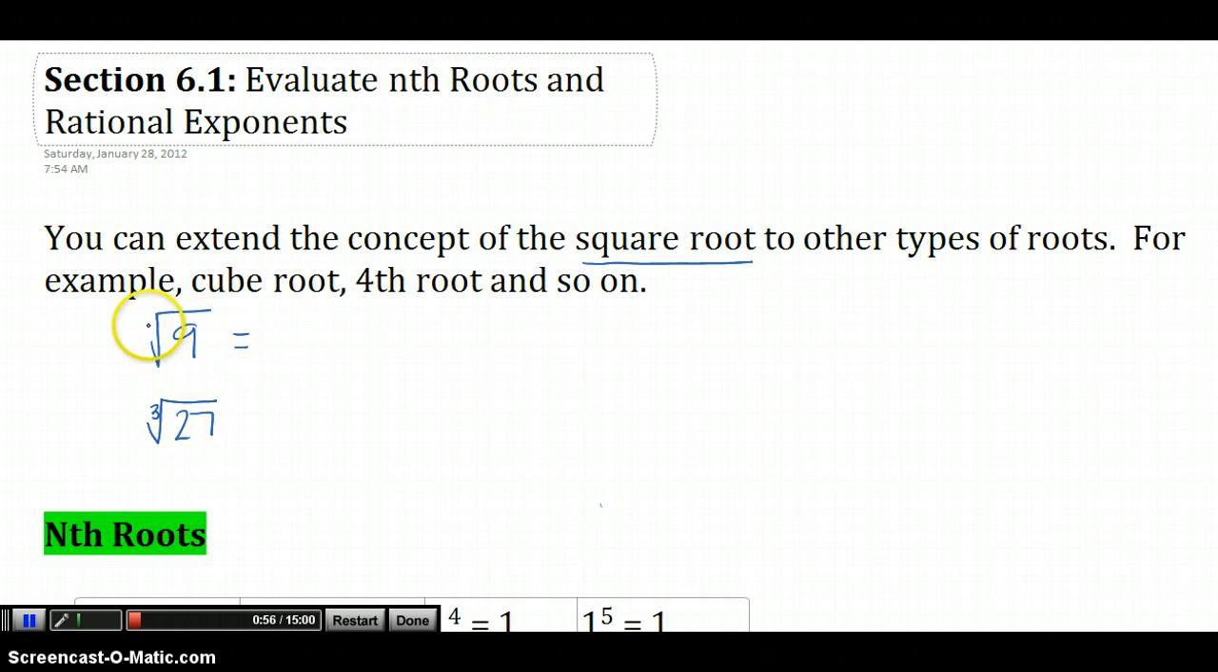A square root, think of a 2, so that has a little 2 there, is the same as taking 9 to the half power. The cube root of 27 is the same as taking 27 to the one third power. You know the square root of 9 is 3, and the number times itself 3 times that gives you 27 is also 3. So we're going to apply these rules in this section.